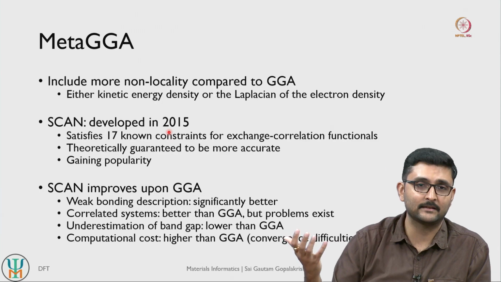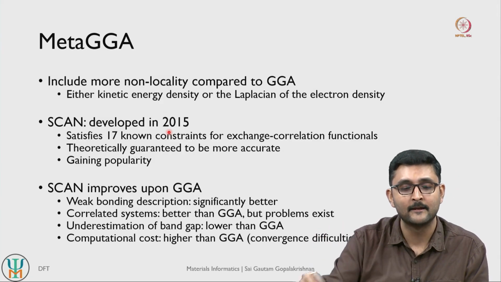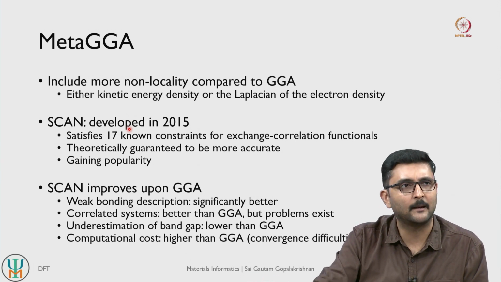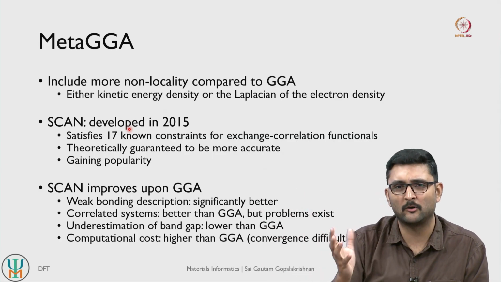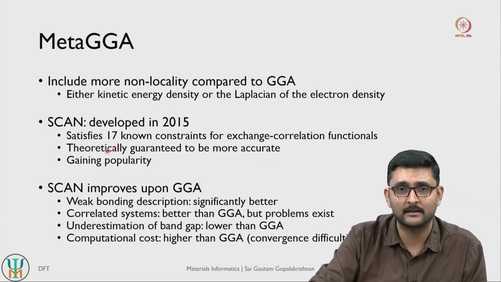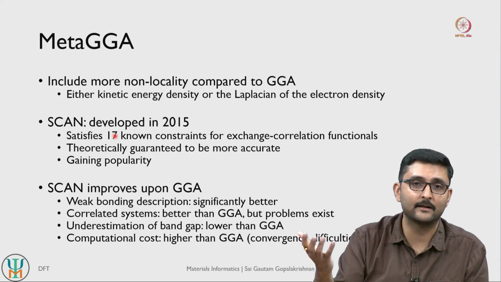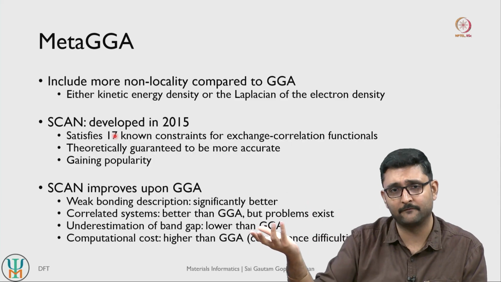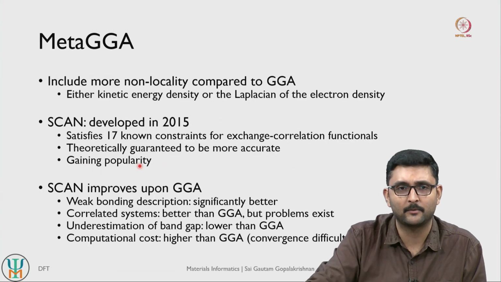In terms of developing these exchange correlation functionals, so far we know there are about 17 constraints that a functional has to satisfy, and SCAN satisfies all 17 of them. So in contrast, PBE, which is one version of GGA, the Perdew-Burke-Ernzerhof functional, satisfies about 11 constraints if I am not wrong out of the 17. But SCAN satisfies all the 17 of them, which makes it theoretically more accurate than all of the other LDA, GGA or other meta GGA functionals that are available. So it's theoretically guaranteed to be accurate, and it is also gaining in popularity.